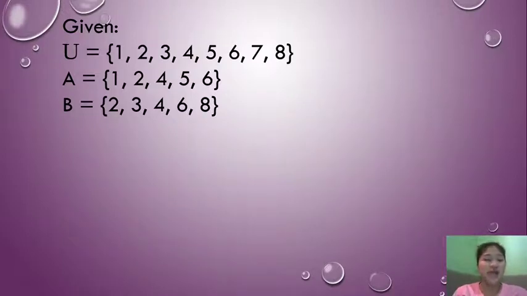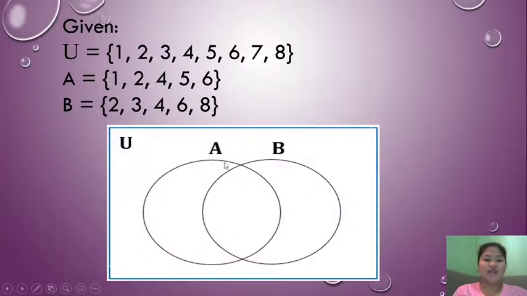First, examine the two given sets A and B. As you can see, they have intersection. And those are 2, 4, and 6. In this case, if the two sets have intersection, we draw the Venn diagram like this. So this is for set A, and this is for set B. They are overlapping with one another because they have intersection. So you have here the universal set.